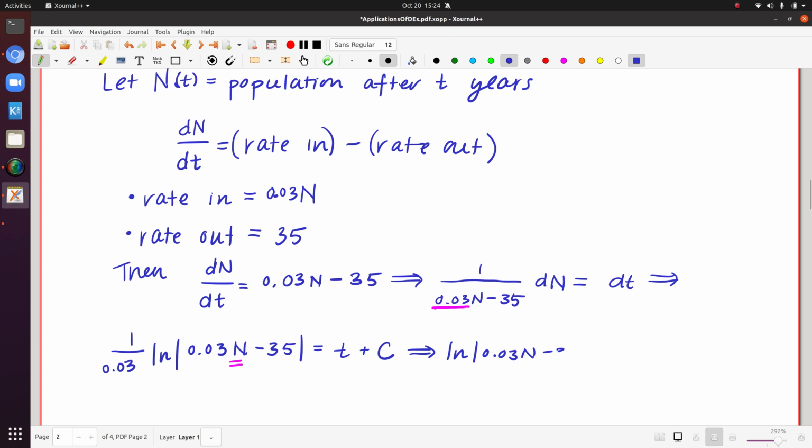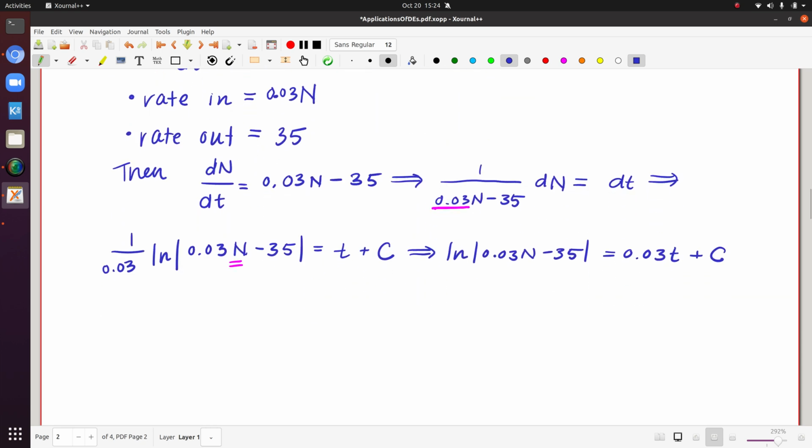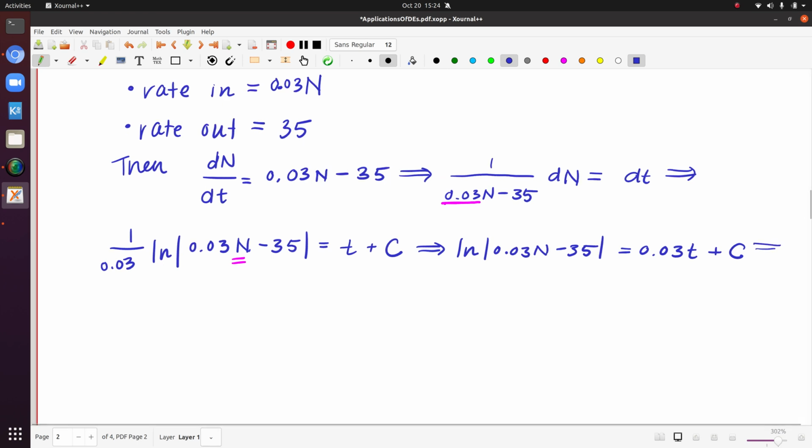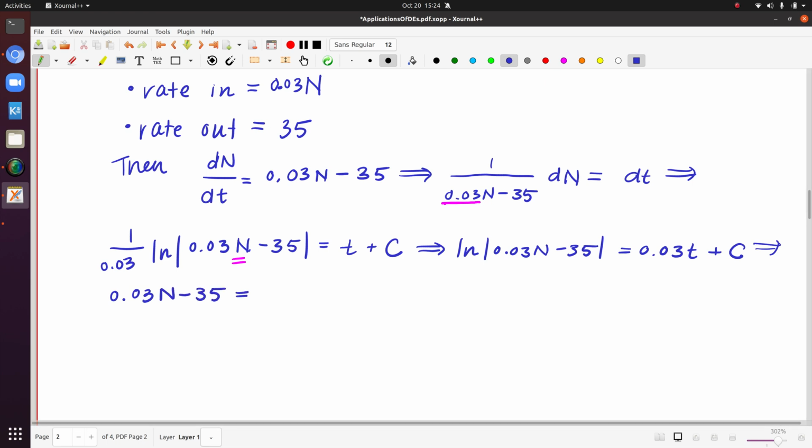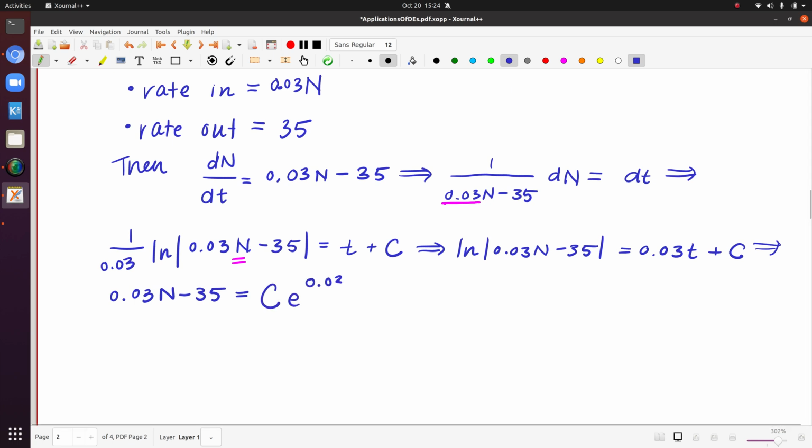And what that will do to the right-hand side is I can write that as 0.03t. I'm going to write it as plus c because I absorbed the constant multiplier of 0.03. But it is also fine if you were to write here plus 0.03c. We should end up at the same final answer. Now I'm going to raise e to both sides. That gets rid of the log expression on the left-hand side. And on the right-hand side, I could write e to the 0.03t plus c. Or, as we've seen, I could write that as c times e to the 0.03t. Again, that's using my properties of exponential functions.